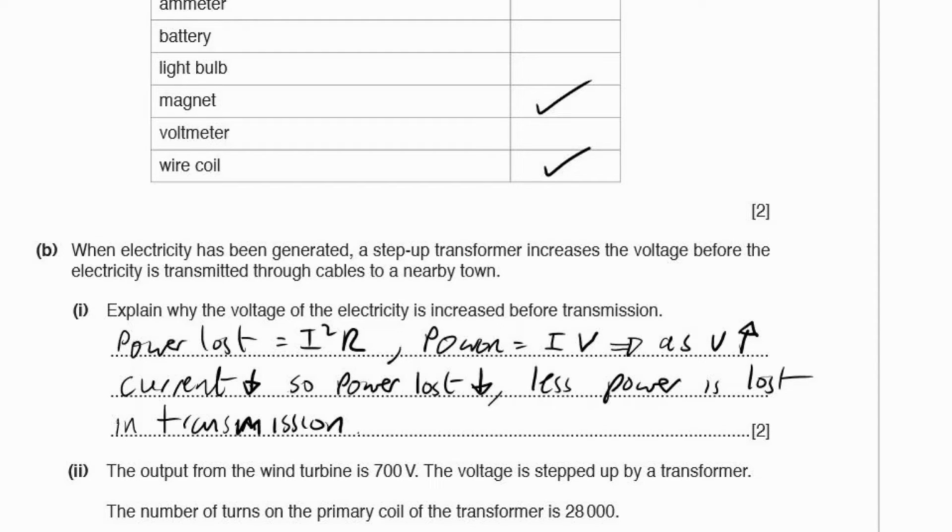So power lost equals I squared R. Power is current times voltage. As the voltage increases, the current decreases, obviously for the same power. So the power lost decreases. Less power is lost in transmission.